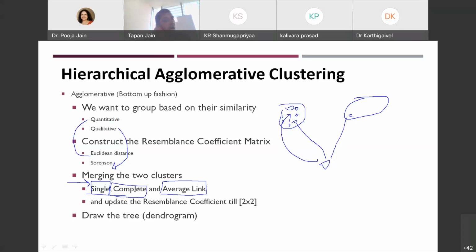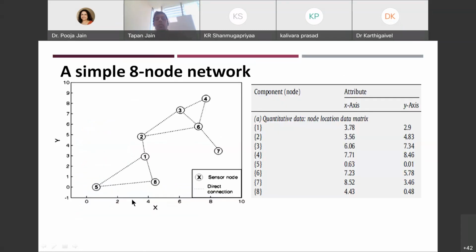Let's try to draw the diagram with the help of one example. So this is a simple network we deployed in one particular region, right? And how many nodes? Here we have 8 nodes, and these nodes are directly connected. And if you look at that, we have the X and Y coordinate of each node, right?